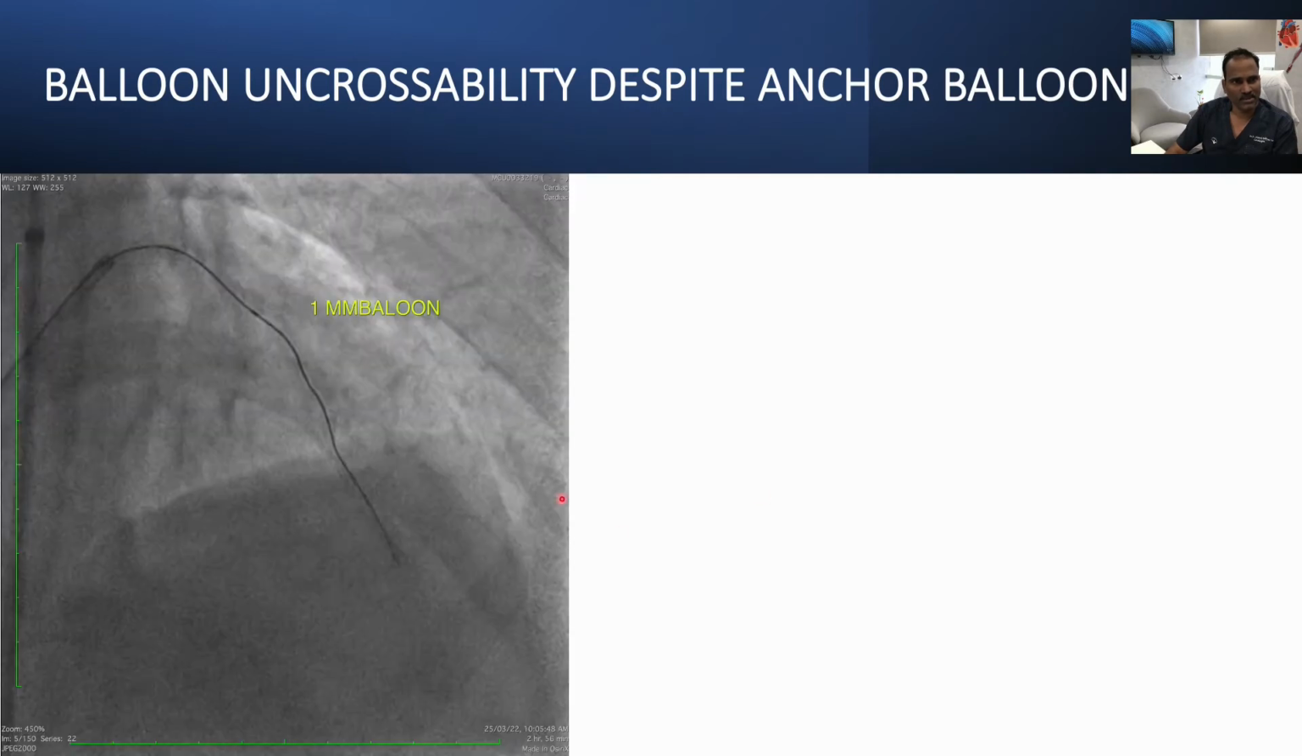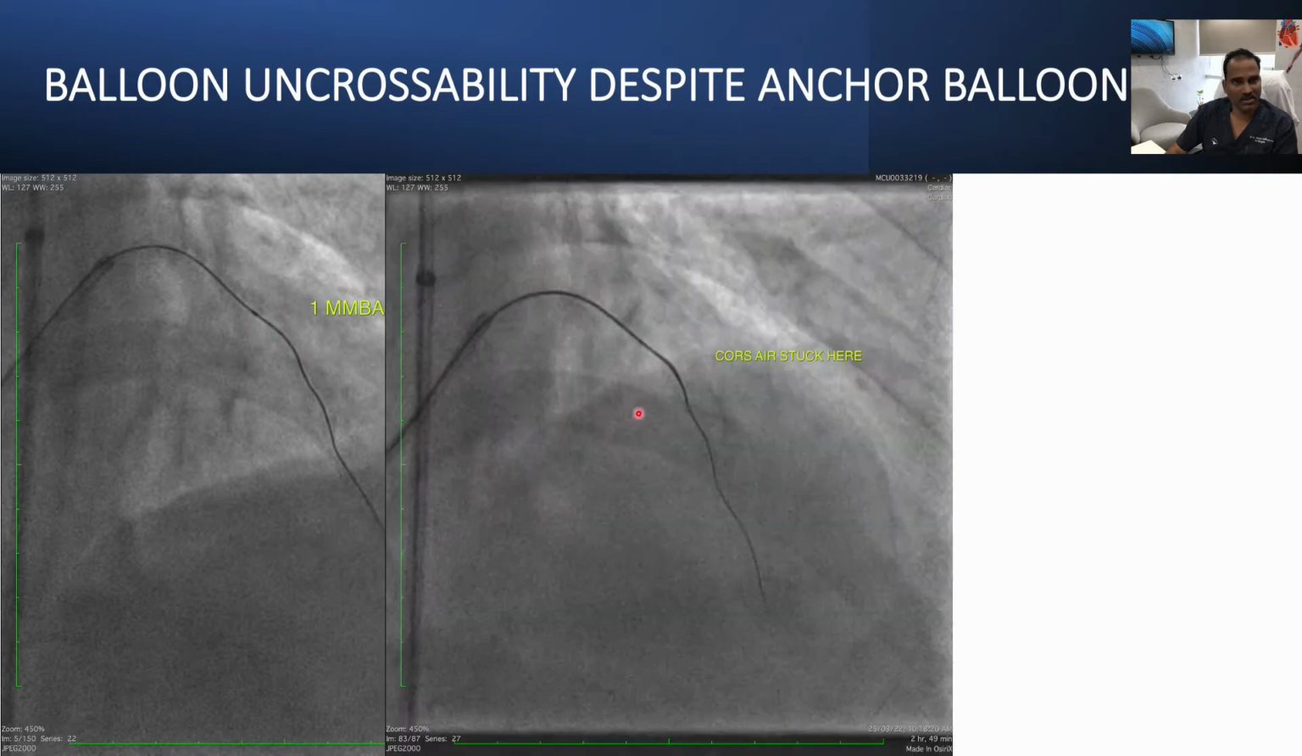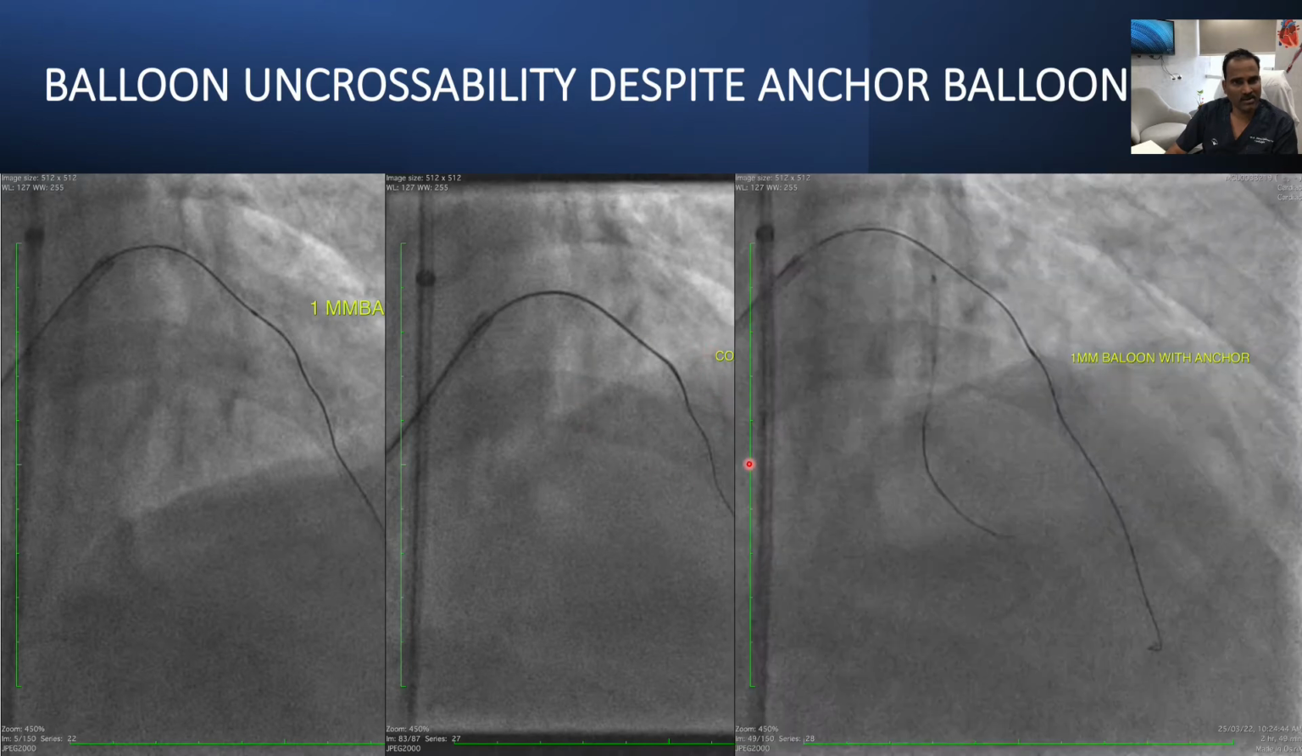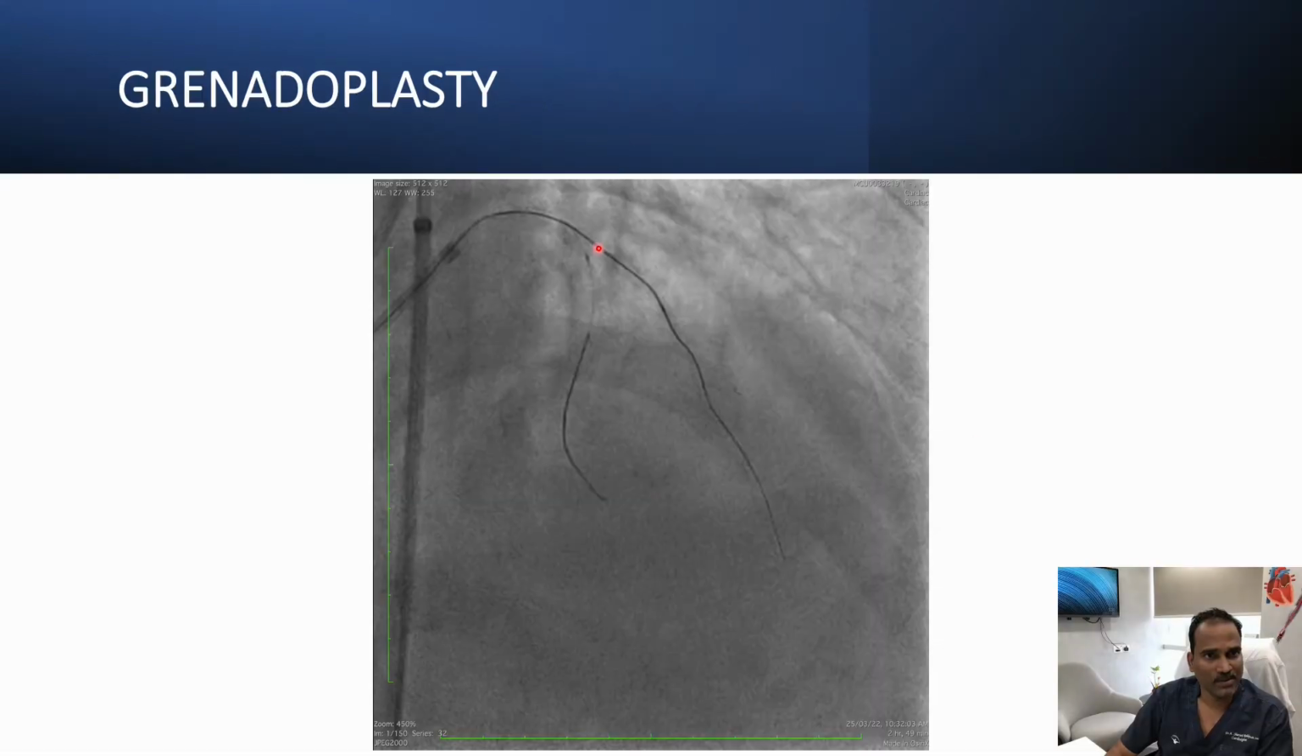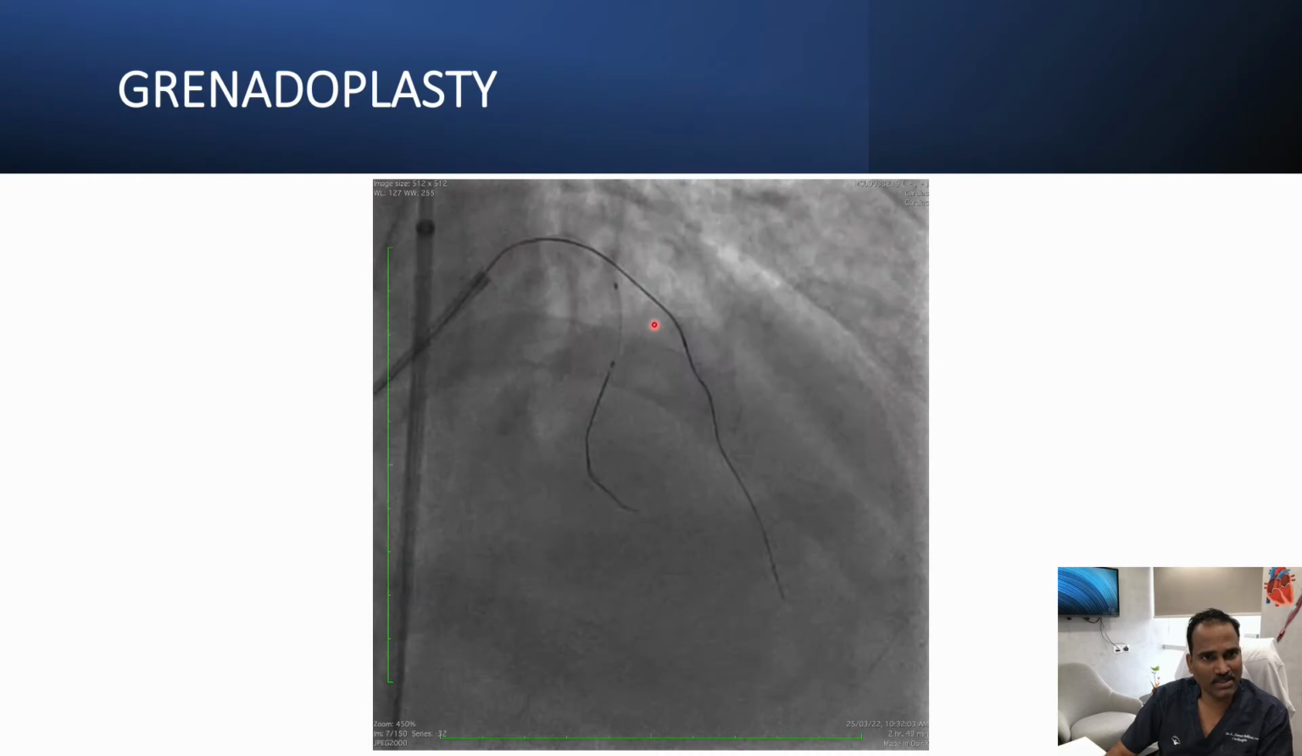So once the wire crossed, we tried crossing with a 1 mm balloon, but it didn't cross. I tried advancing a Corsair, it didn't cross, and we used an anchor balloon into the septal artery to cross with the 1 mm balloon, but even that didn't work, so we could hardly cross into the middle of the CTO. And then I tried doing a grenadoplasty with a 1 mm balloon.